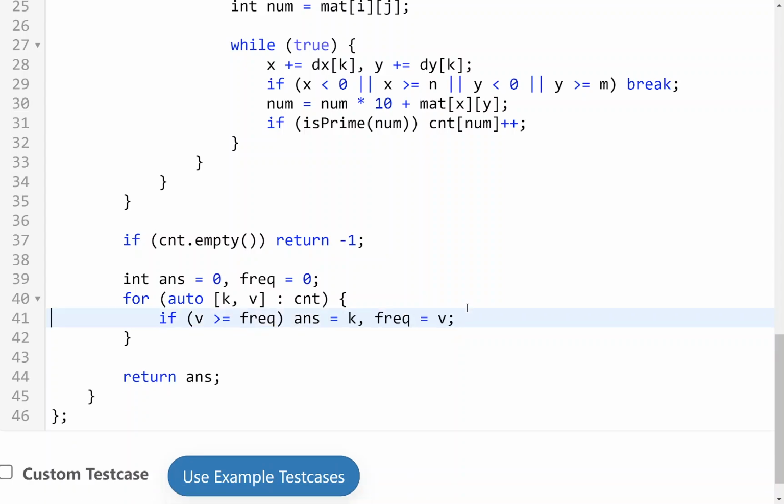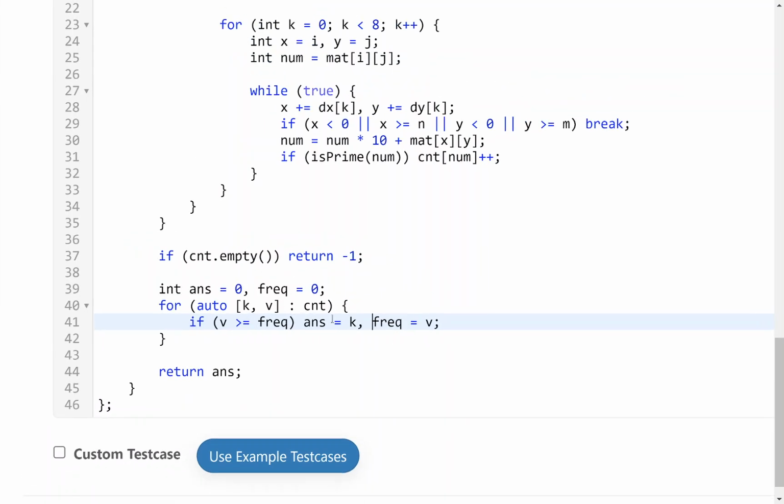Though I would suggest to write like this, and spend some time understanding it. Maybe try to print the map a couple of times to see how things are stored inside a map, and you will realize this. And later on, we will just return this answer. That's it.